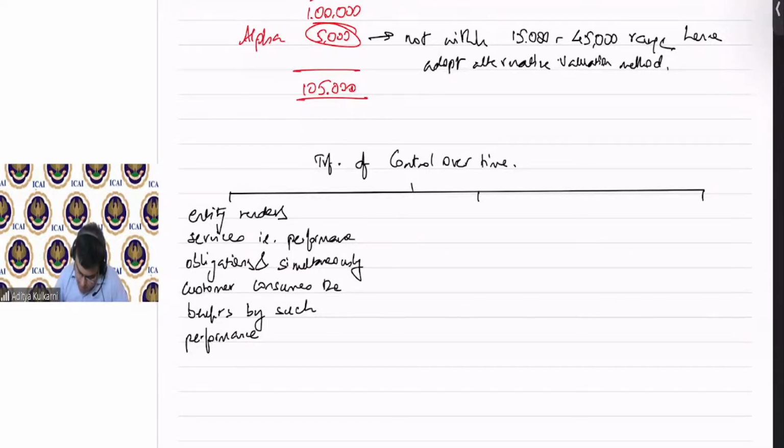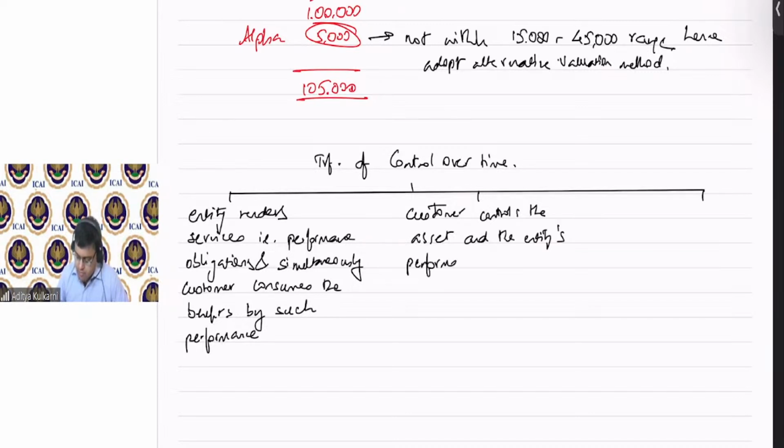Second condition, customer controls the asset and the entity's performance creates or enhances the asset.